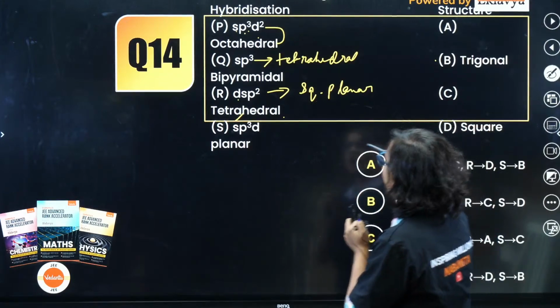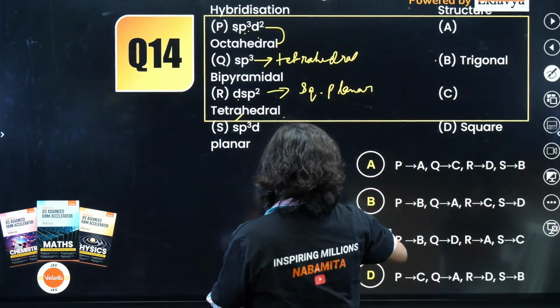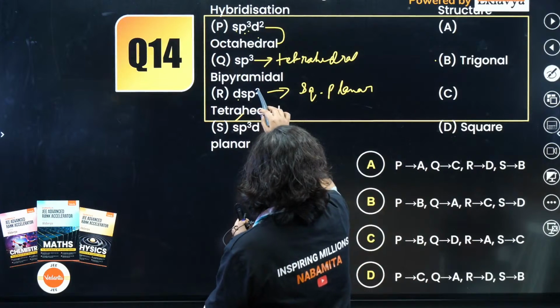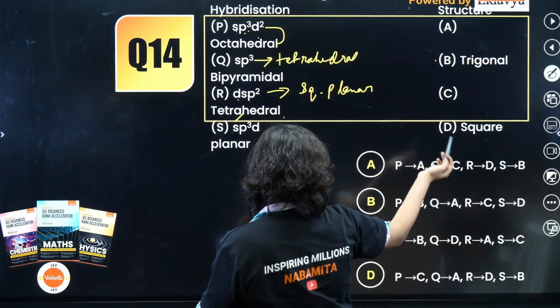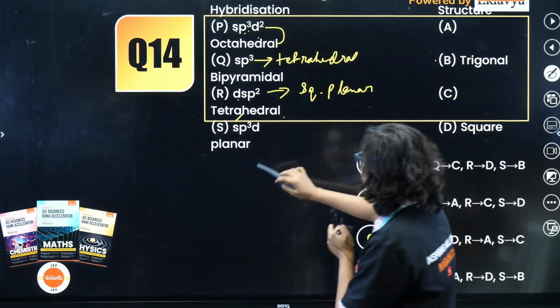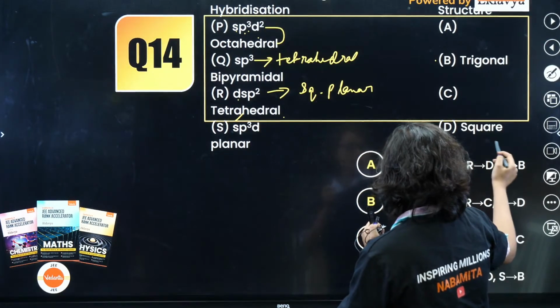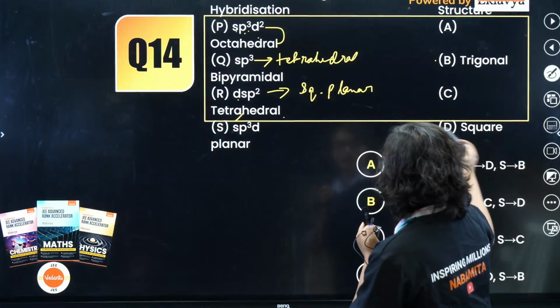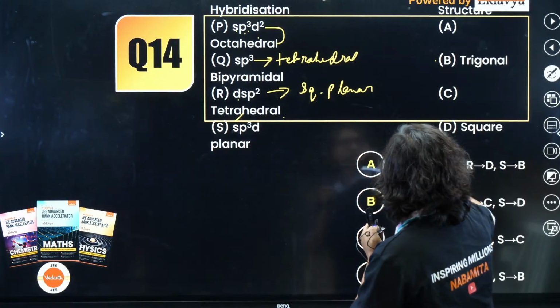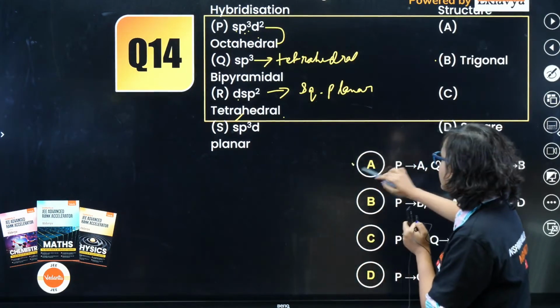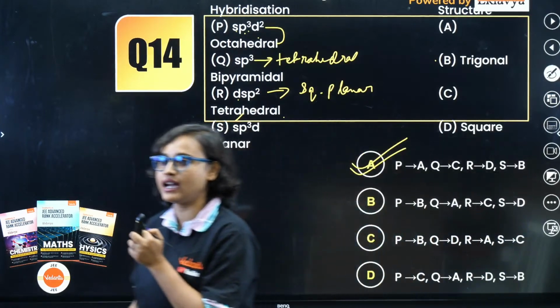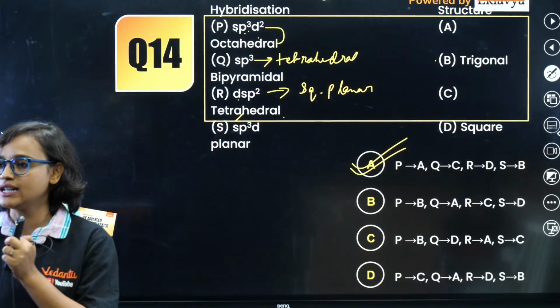So what is the answer? P is A, then sp3 is C. Yes, Q is C. Then you have R, that is dsp2. dsp2 is supposed to be D, that is square planar, and sp3d is supposed to be trigonal bipyramidal. So option A is your correct answer. Am I right, guys? Option A is your correct answer.